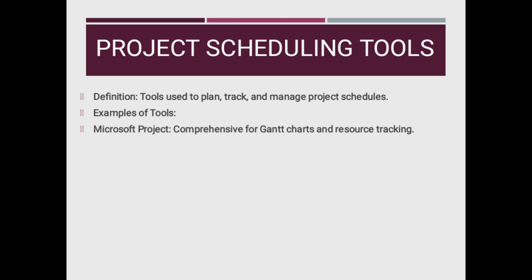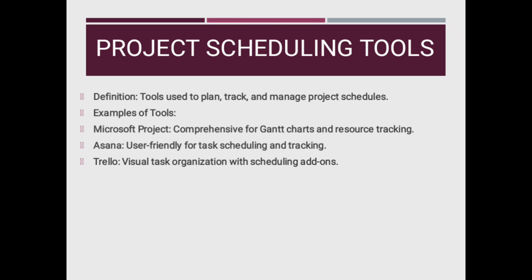Examples are Microsoft Project. This one is another very good one. Things like Gantt chart can be written here, and other resource tracking documents. Asana is another software. It is user friendly and it has got scheduling as well as tracking items inside it. Then I've got another one that is Trello. That one has got visual task organization with scheduling add-ons.